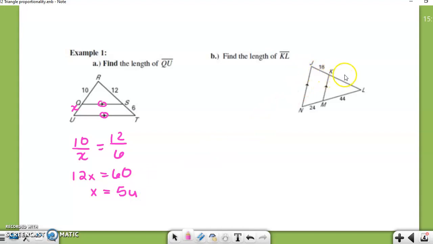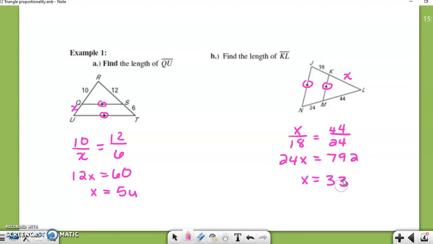Another example over here, I'm looking for the length of KL. I have parallel lines, so I know things have been cut proportionally. So I can say X over 18, 44 over 24, cross multiply, divide by 24 on each side, X equals 33 units.